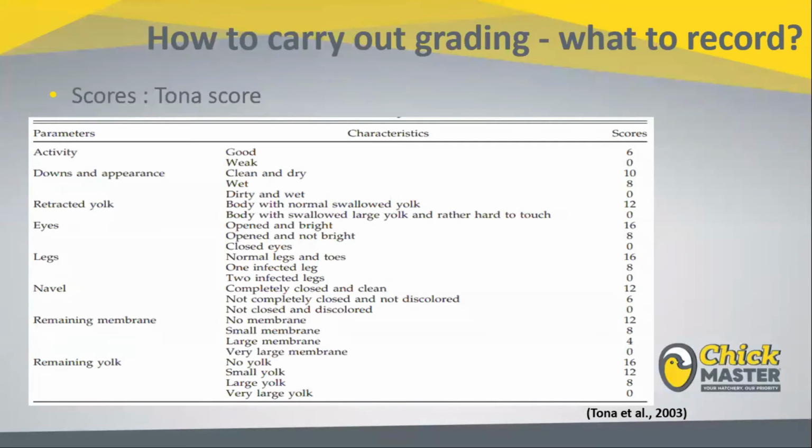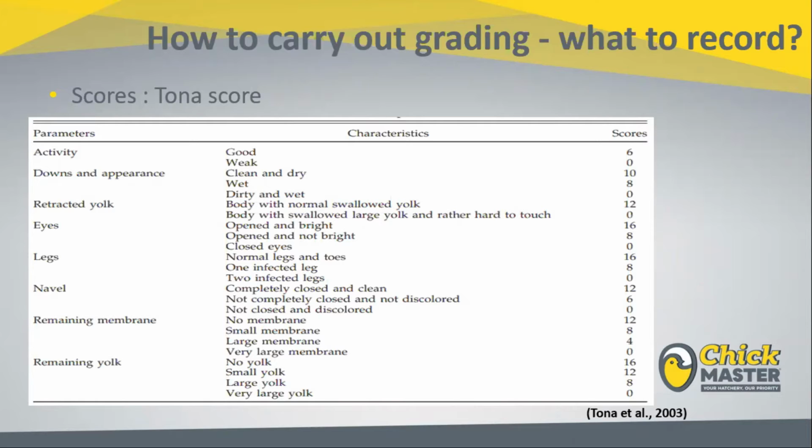So for scoring, we have two common scores used in the field. We have the TONA score and the PASGA score. The score is a way to convert the qualitative parameter into quantitative parameters, which will help us to compare between flocks. So it's a manner to convert this appreciation based on qualitative parameters into an objective score that we can evaluate over time and between flocks.